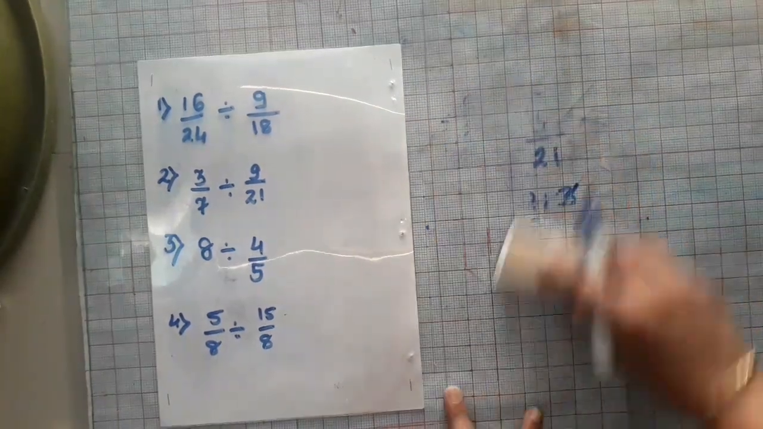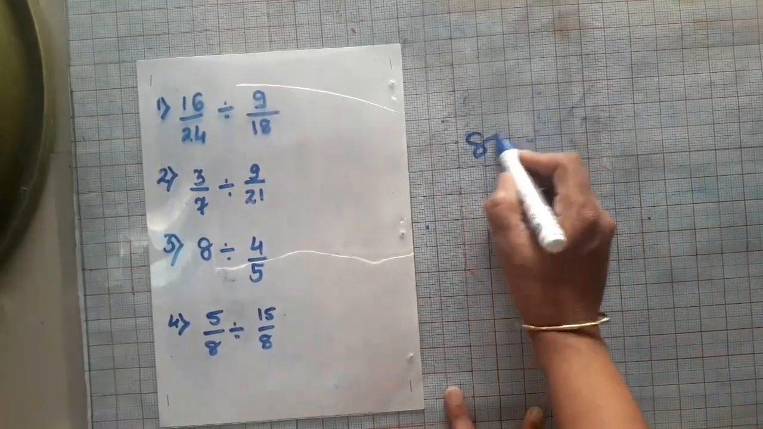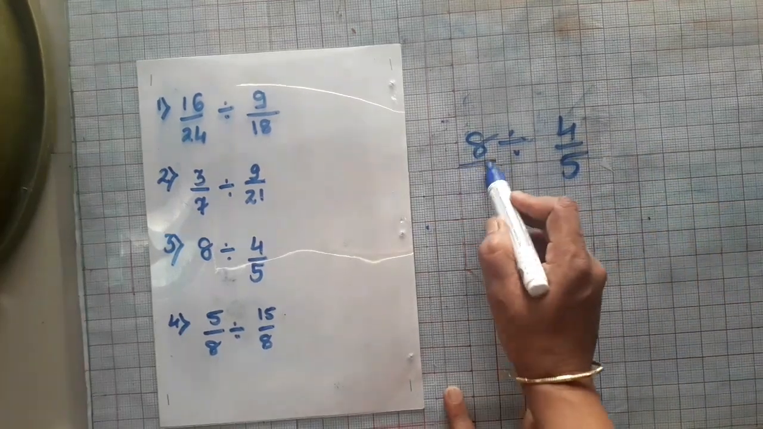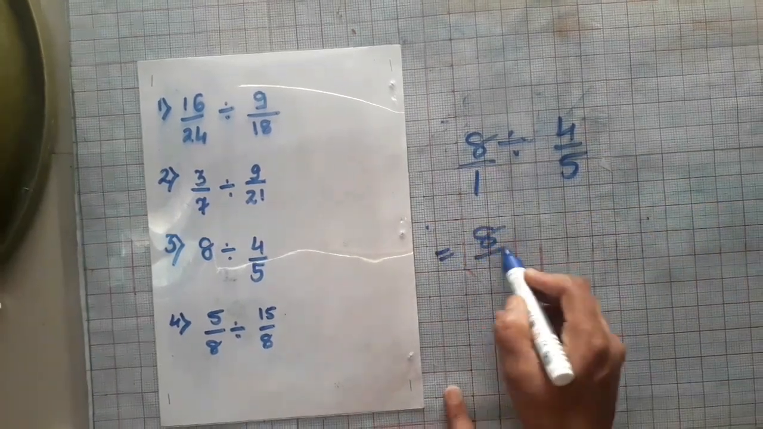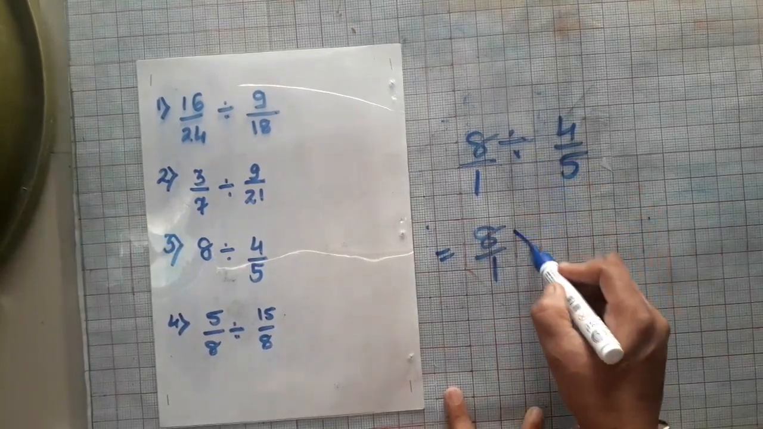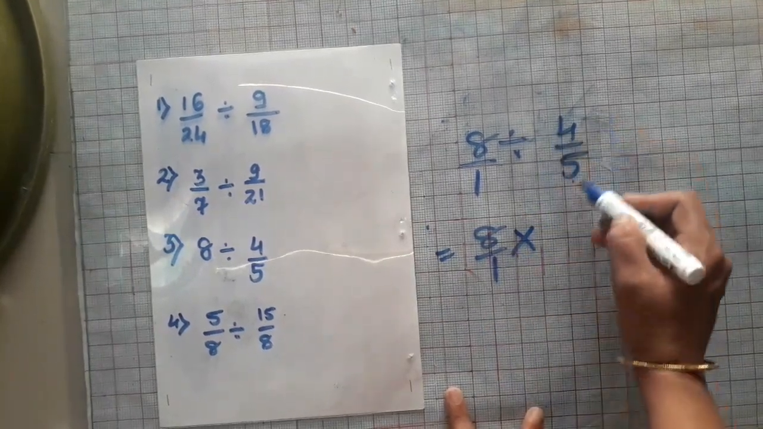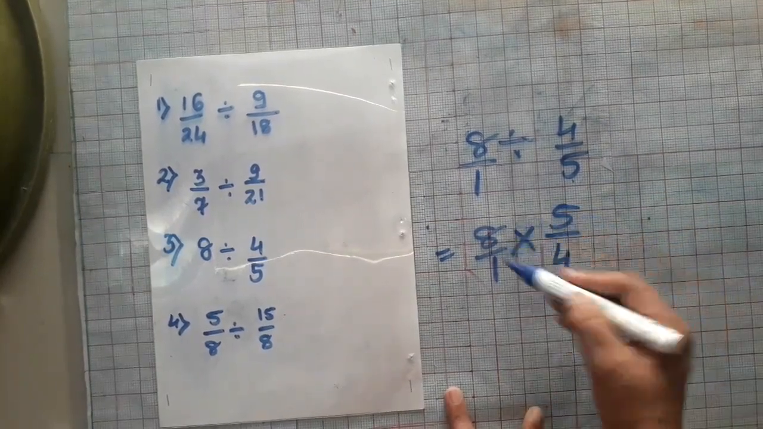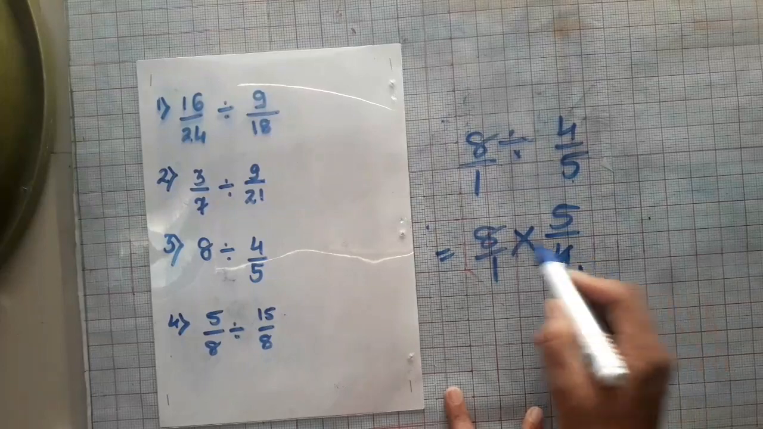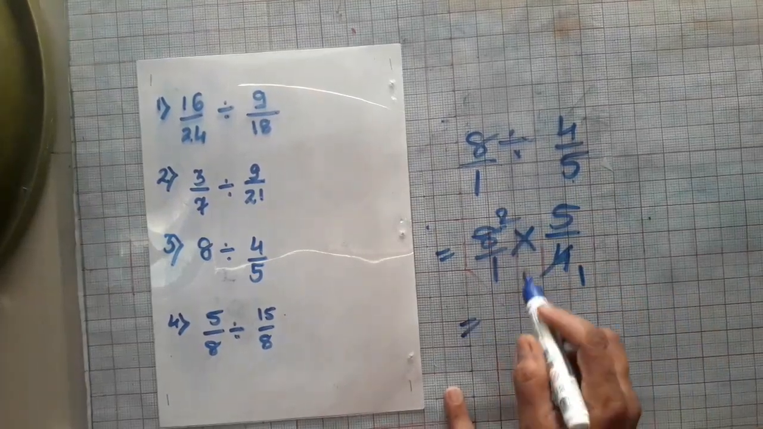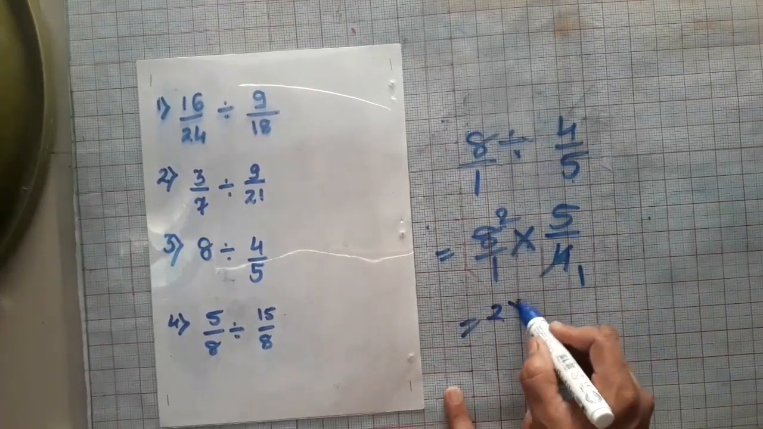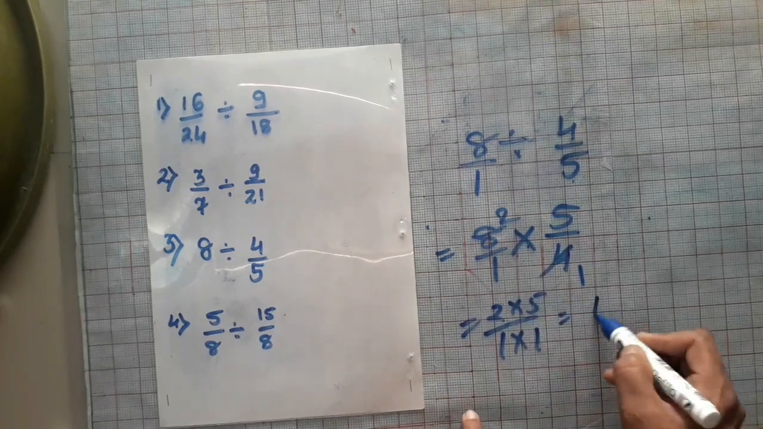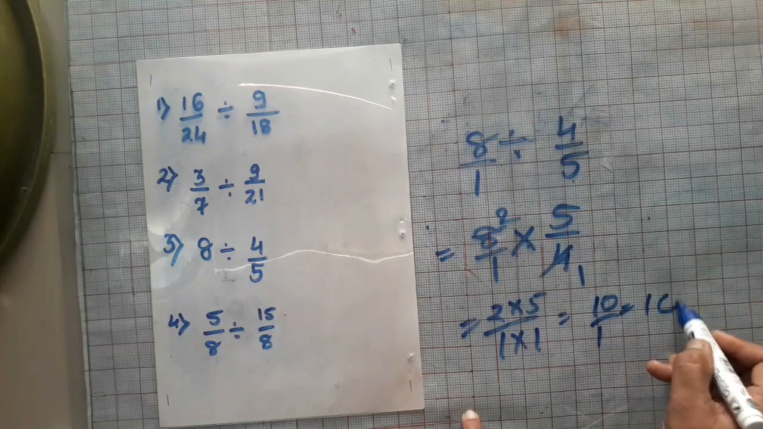Okay, let's go with the next question. You have it as 8 divided by 4 by 5. So first step, you will write the denominator to be 1. Now 8 upon 1, in place of division write multiplication and the reciprocal of this number. So you have 5 upon 4. Now reduce these numbers if possible. 4 1s are 4 and 4 2s are 8. What is left out? 2 into 5 in the numerator, and in the denominator you have 1 1s are. So 2 5s are 10 upon 1 is 10.